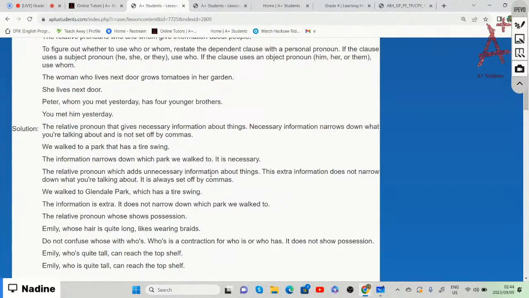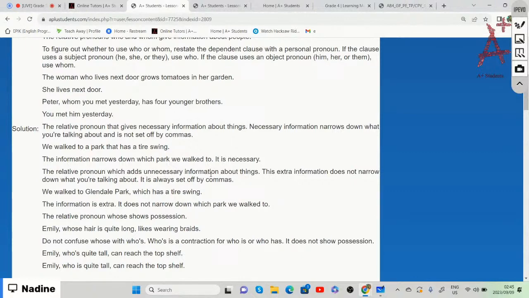With who and whom you will still sometimes find commas, but not with that. The information narrows down which park we walked to, and it is necessary, so it's like specifying. If you go to a park that does not have a tire swing, then of course that is not the one we made mention of.